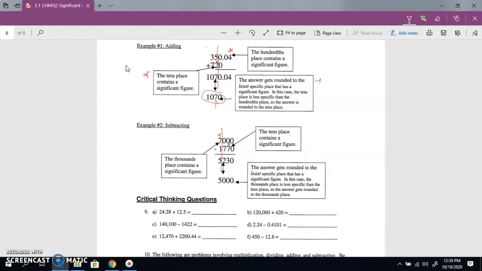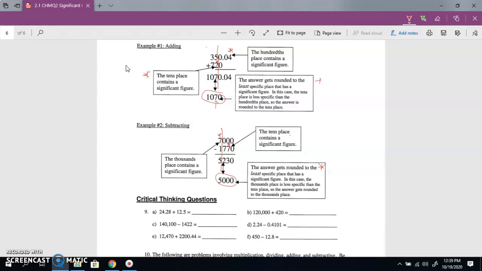This 2 says that we're not going to round the 5 up to a 6, and so the final answer is 5,000. And if you take a look at this box right here, it says the answer gets rounded to the least specific placeholder value that has a last significant figure, which is the 7 in this number. So again, in this case, the thousands place is less significant than the tens place, where we had this significant figure marked, and so the answer gets rounded to the thousands place.